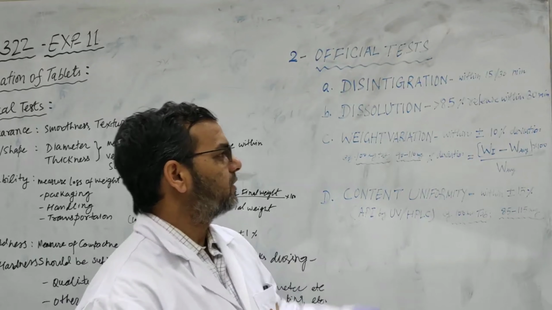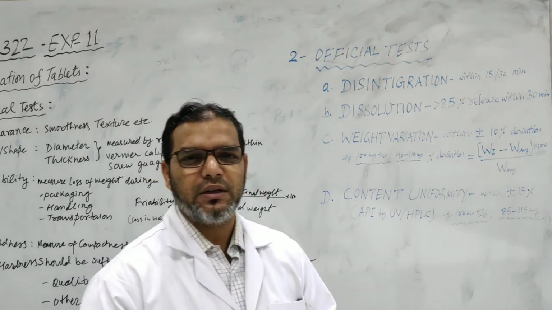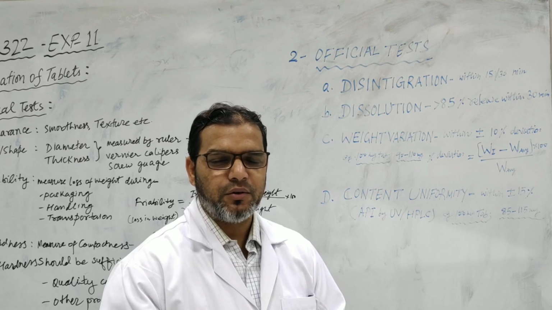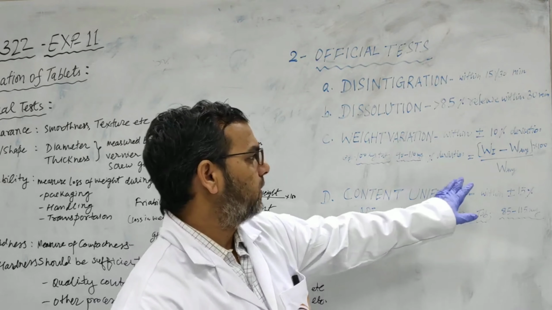So weight variation is a very simple test. You are going to take 20 tablets and measure the weight of each tablet individually, and then find out the average weight of all 20 tablets. Then apply this formula to find out the deviation or change in the weight per tablet. So for every tablet you are going to find this.